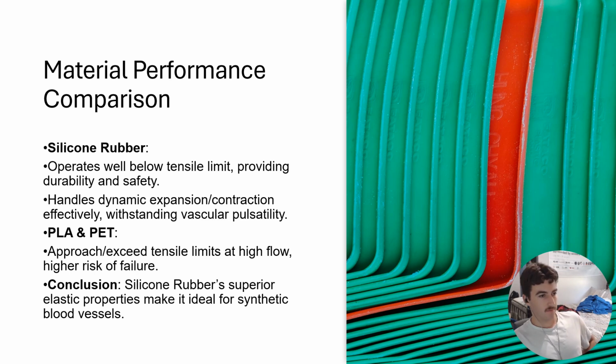So from the analysis of the materials, we can say that silicone rubber operates well below the tensile limit, providing durability and safety. It handles dynamic expansion and contraction effectively, and the PLA and PET exceed tensile limits at high flow, creating a high risk of failure, which shows that the silicone rubber is the superior elastic material compared to the stiffer PLA and PET options. So I would recommend the silicone rubber for any synthetic blood vessels.